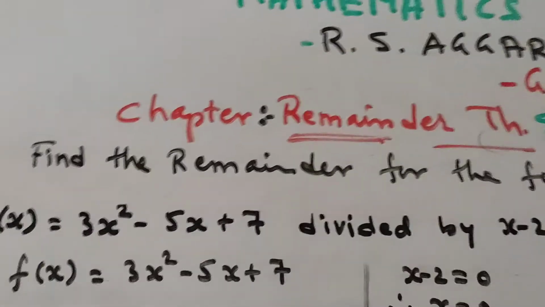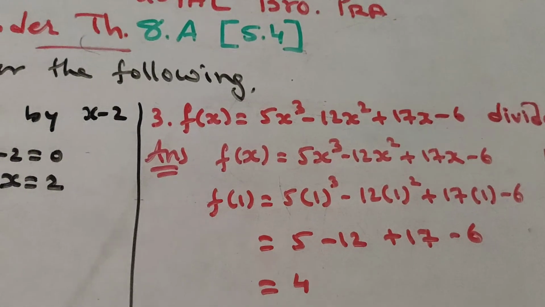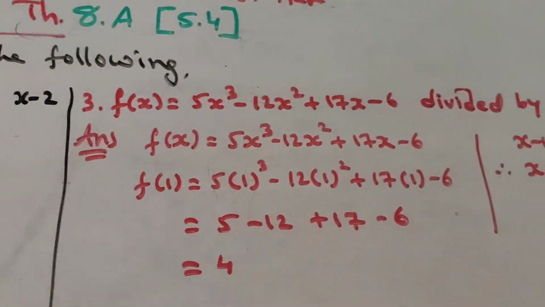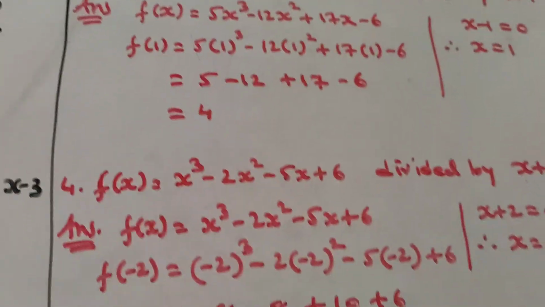But the question already says to find the remainder. If they say to prove that it is a 0 and it is a factor, then also we are going to use the same method. Okay. Let us go to sum number 4.